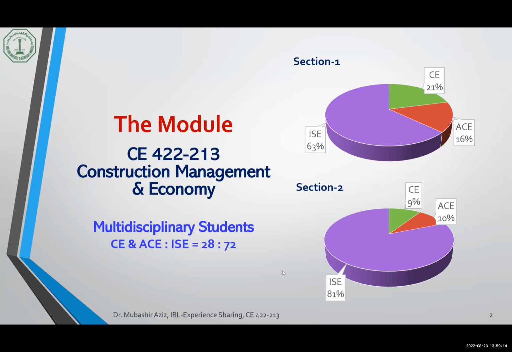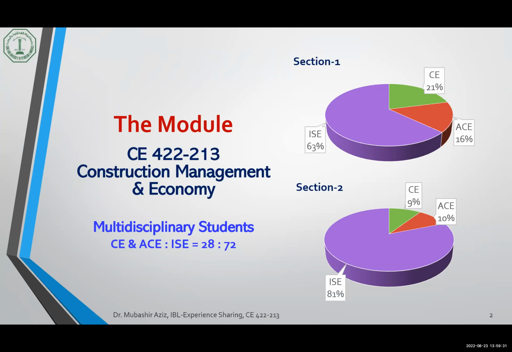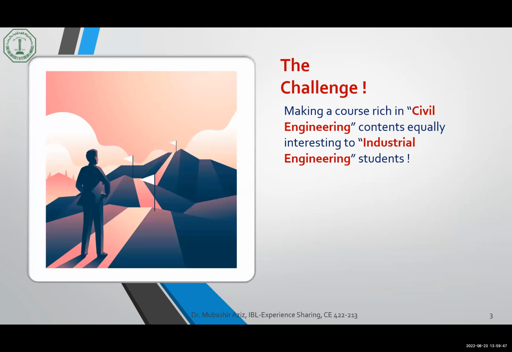If I make an average ratio, it's about 28% civil engineering to 72% industrial science students. So the challenge starts here. This is a course which is rich in civil engineering content. As you see from the name of the course, it's construction management, because we all know that project management is a generic area which can fit any field of education, but the word construction focuses the contents towards civil engineering. So it was a challenge.